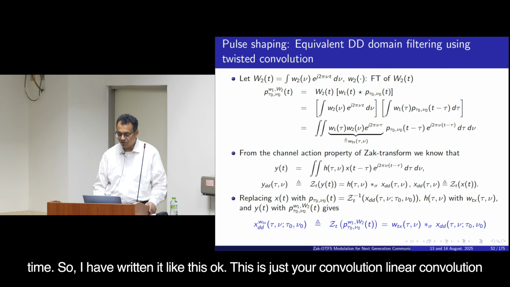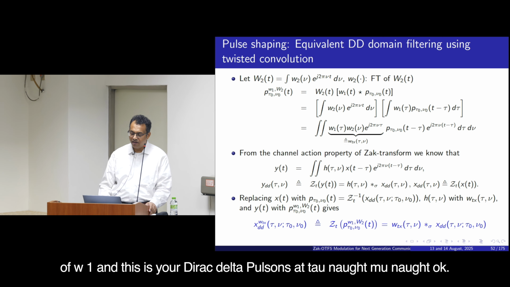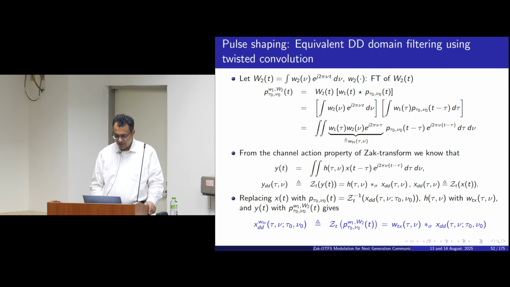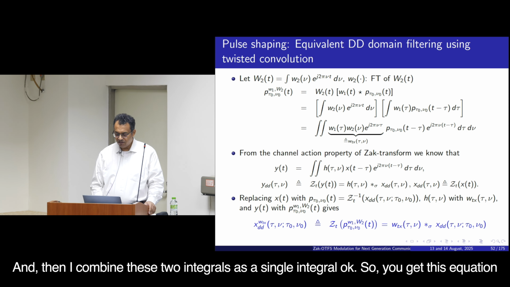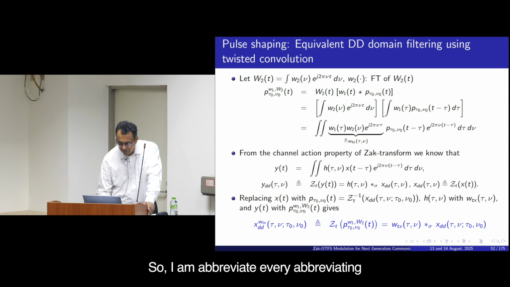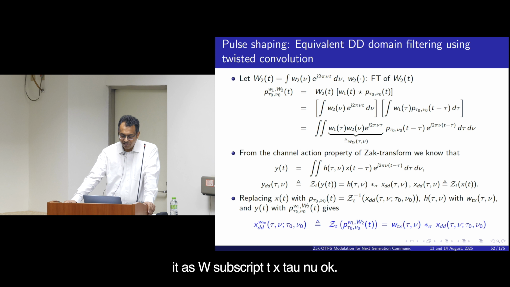This is just your linear convolution of W1 with this Dirac delta pulson at tau naught, nu naught, okay. And then I combine these two integrals as a single integral, okay. So you get this equation, right. And now this function depends only on tau and nu. So I am abbreviating it as W subscript Tx, tau nu, okay.